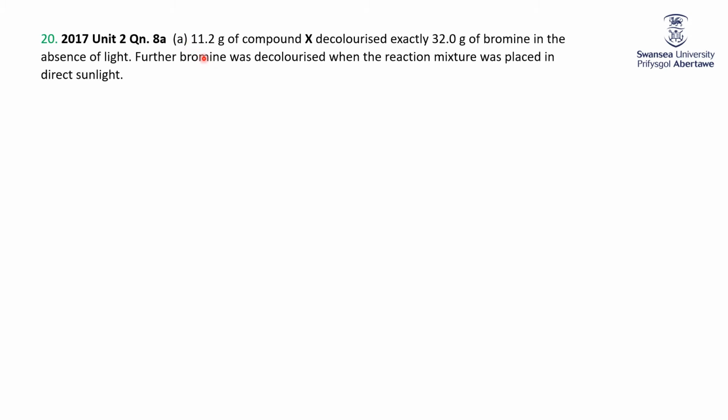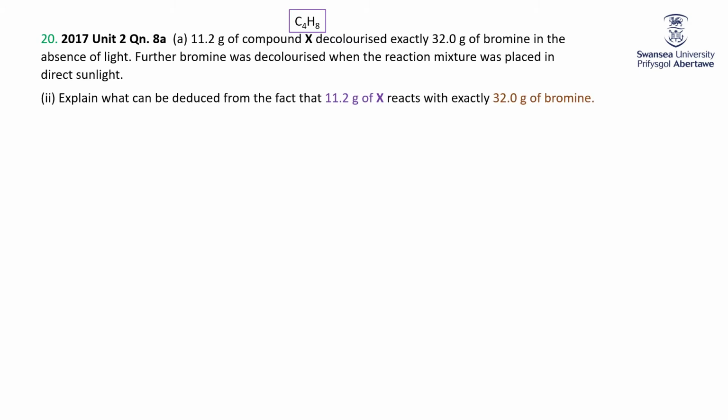Now, the second bit of this: 11.2 grams of X decolorized exactly 32 grams of bromine in the absence of light. Further bromine was decolorized when the reaction mixture was placed in direct sunlight. What can be deduced from the fact that 11.2 grams of X reacts with exactly 32 grams of bromine? Well, we know that X is C4H8. We know it has a molar mass of 56, so that tells us that we had 0.2 moles of X in the 11.2 grams. 32 divided by 160 is 0.2 moles of Br2. So in other words, 0.2 moles of X reacts with 0.2 moles of Br2.